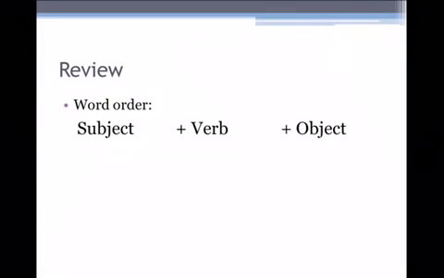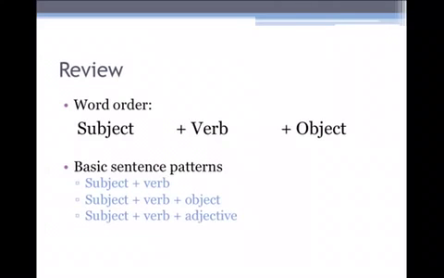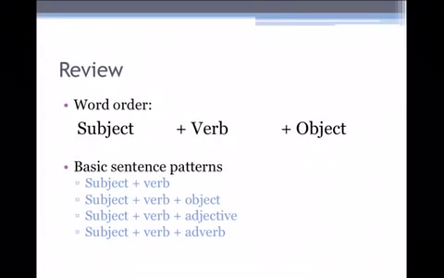So let's review. What is the basic sentence structure? It's subject, verb, object. We call English a subject, verb, object language. And here are the 5 basic sentence patterns. Subject plus verb. Subject plus verb plus object. Subject plus verb plus adjective. Subject plus verb plus adverb. Subject plus verb plus noun.